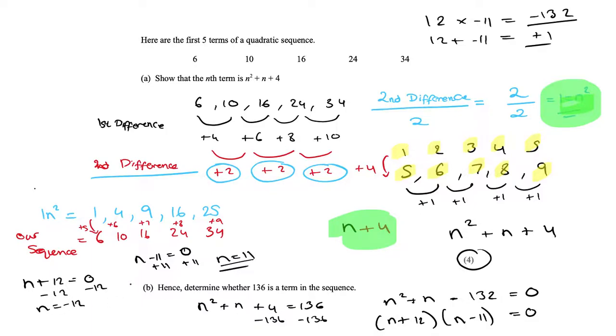Remember, you can't have a negative number, so we can't have this solution. So our solution is 11. That tells us that 136 is the 11th term in the sequence. So yes, 136 is the 11th term in the sequence, and that would be worth 3 marks.